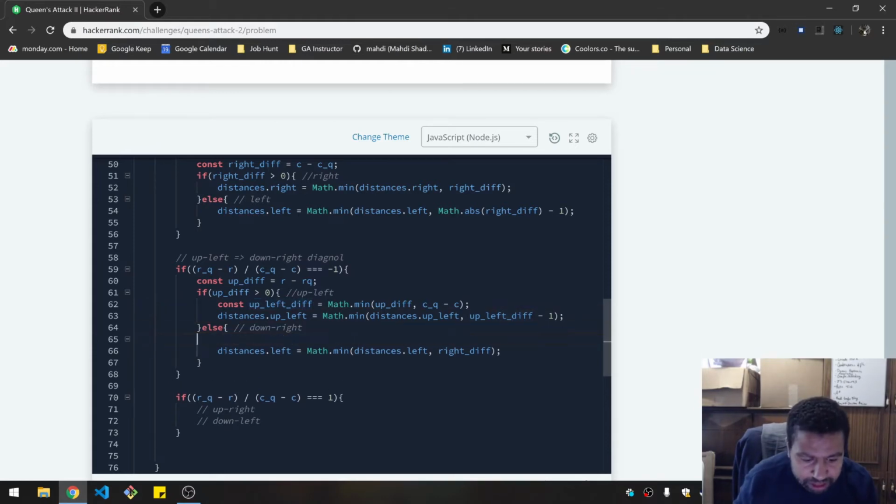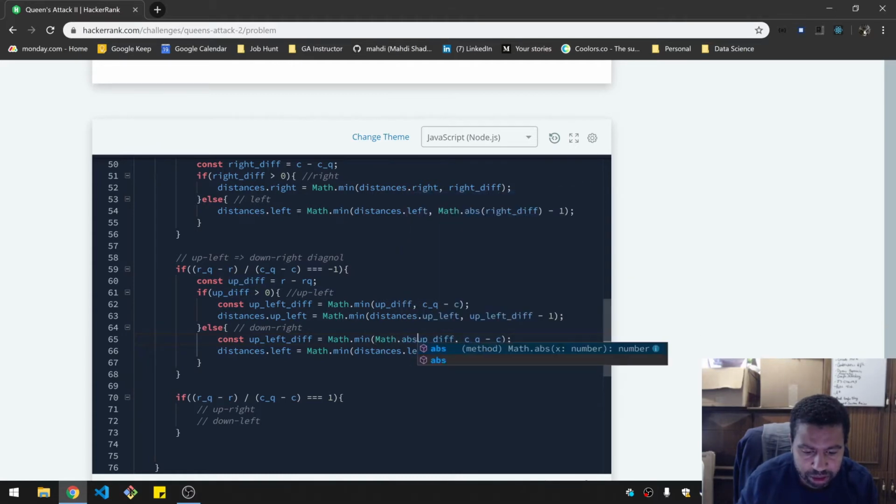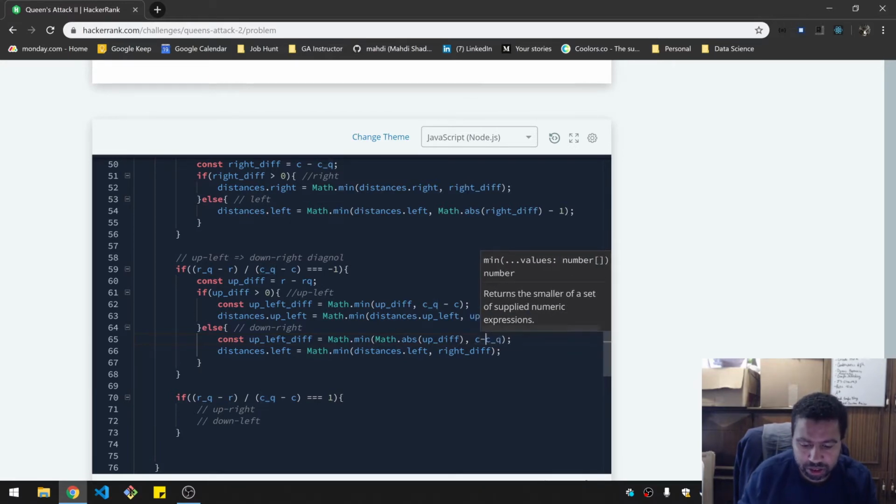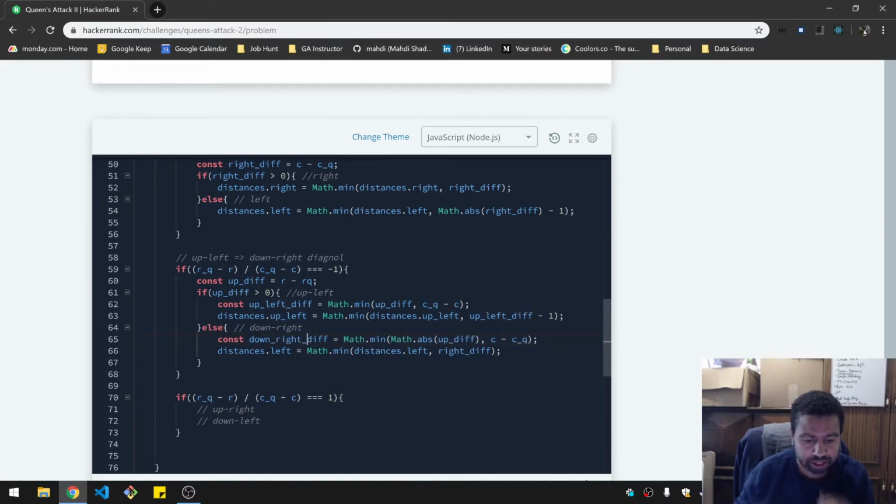Same thing kind of applies here, except now up diff is the math.absolute, and this time I think I reverse these because C is larger than CQ, so it's this way, and this is my down right difference. That's what I put in here. I think I do -1. I'm making sure these are all positive, right?